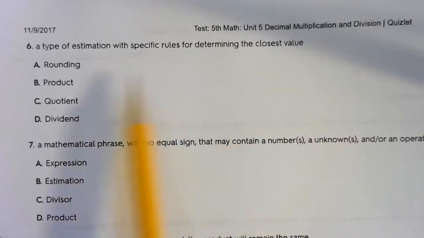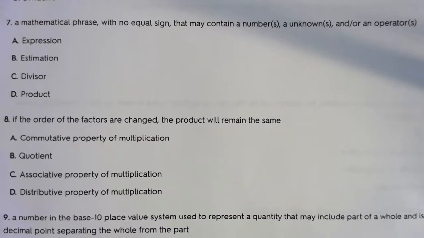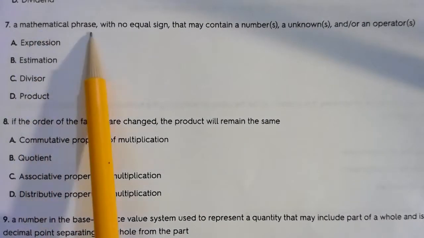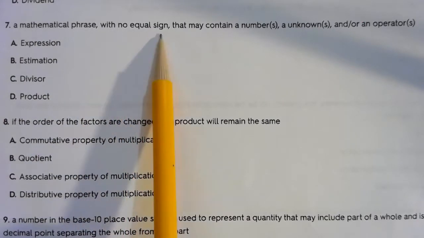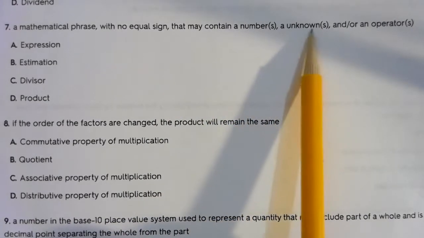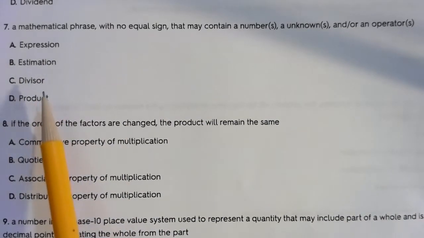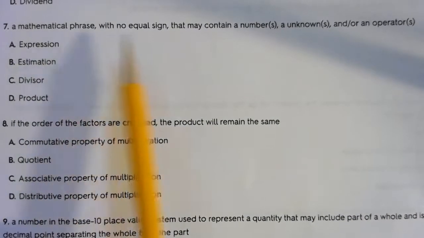Okay, question 6. A type of estimation with specific rules for determining the closest value. Rounding, product, quotient, dividend. Question 7. A mathematical phrase with no equal sign that may contain a number, an unknown, which is called a variable, and or an operation. Is that an expression, an estimation, a divisor, or a product? No equal sign.